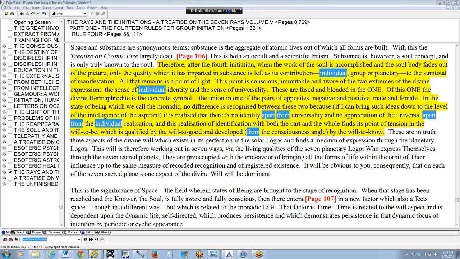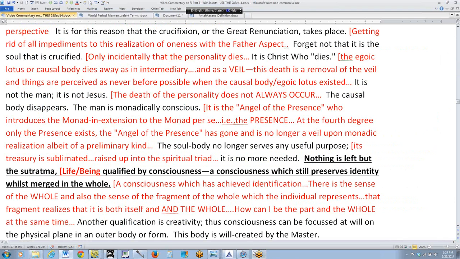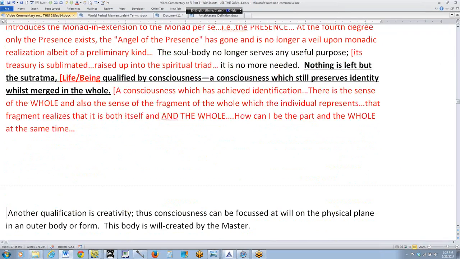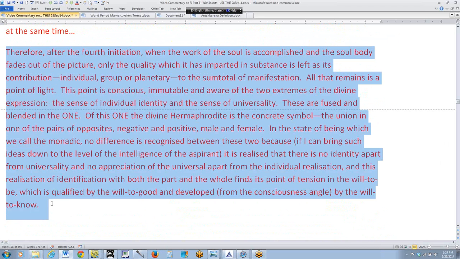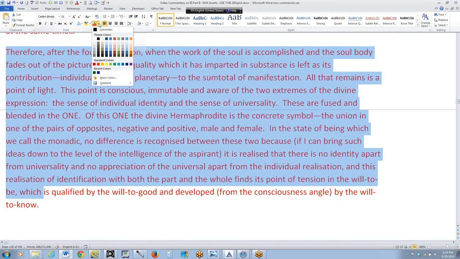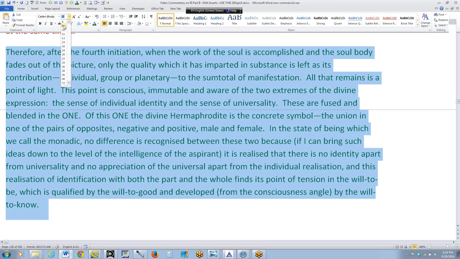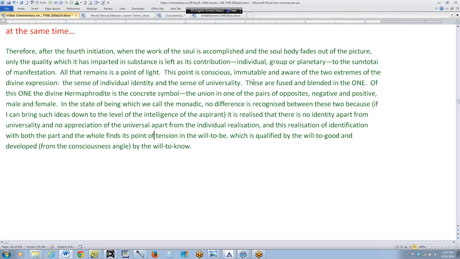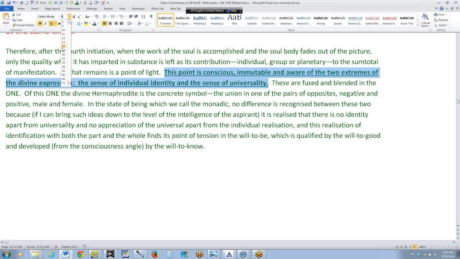As a matter of fact, this is so important that I'm going to transpose it into this section here, and I'm going to make it green, which is the color I've been using for these imports. And I want to make it also smaller. Okay, so therefore, after the fourth initiation, this point is conscious, immutable, and aware of the two extremes of divine expression, the sense of individuality and the sense of universality, individual identity and the sense of universality, simultaneously aware of both.